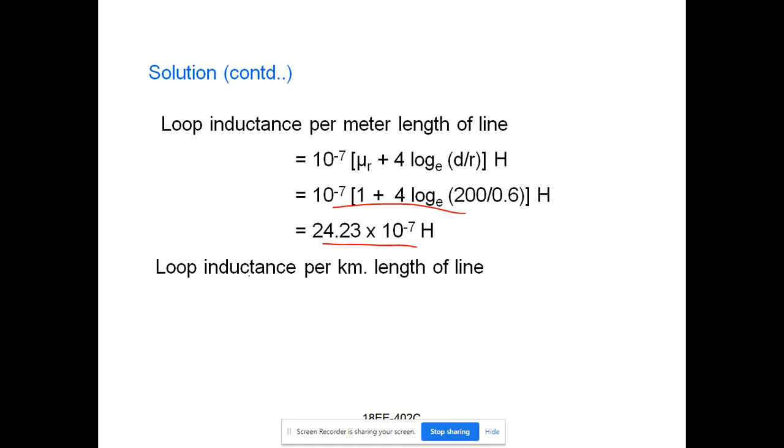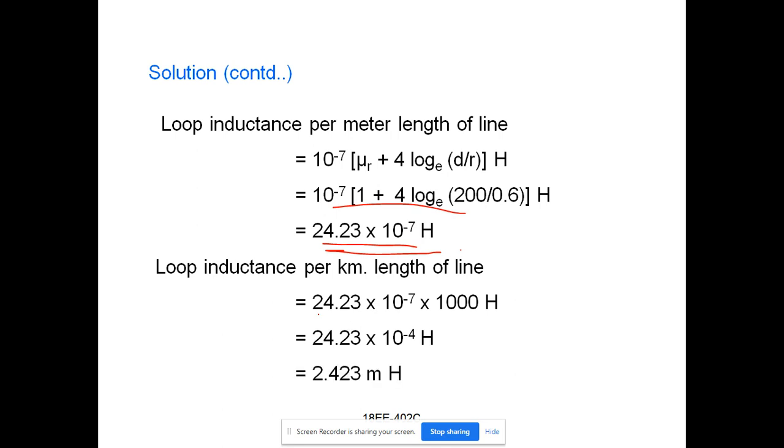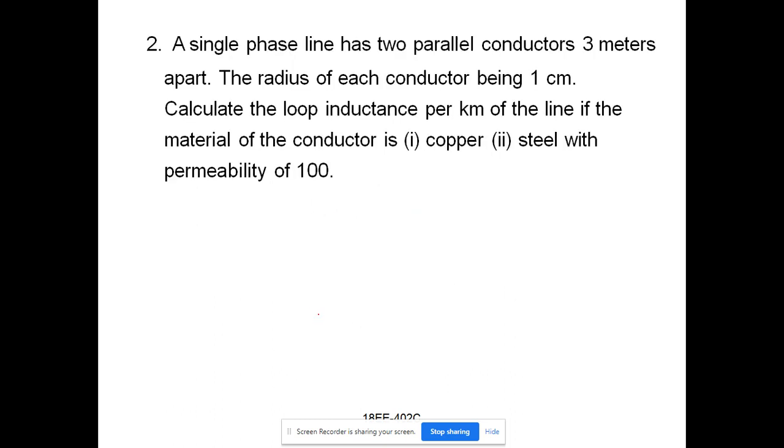For the loop inductance per kilometer length of line, we have to multiply this by 10 to the power of 3. Then we get 24.23 into 10 to the power of minus 7 into 1000, that is 24.23 into 10 to the power of minus 4 henries, which can be written as 2.423 millihenries. In a similar way, let us solve another problem.